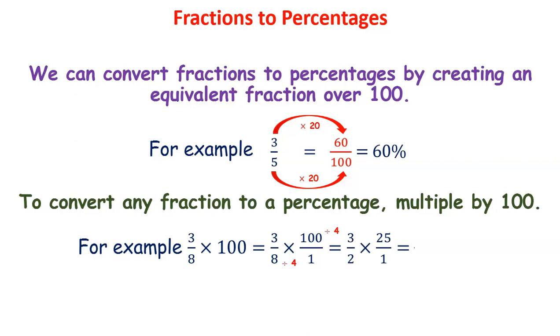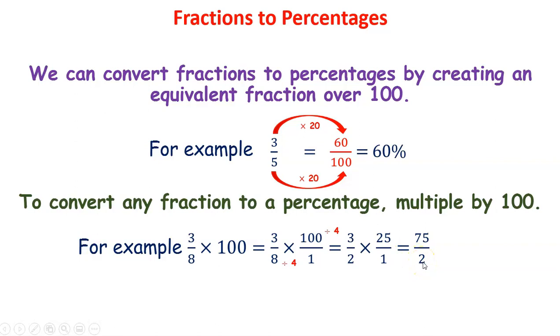And then I've got 3 over 2 times 25 over 1. So why would I actually be cancelling out? Because once I cancel out, I actually get nice numbers that are a little bit smaller and easy to work with. Okay, so 3 times 25 is going to give me 75, and 2 times 1 is going to give me 2.